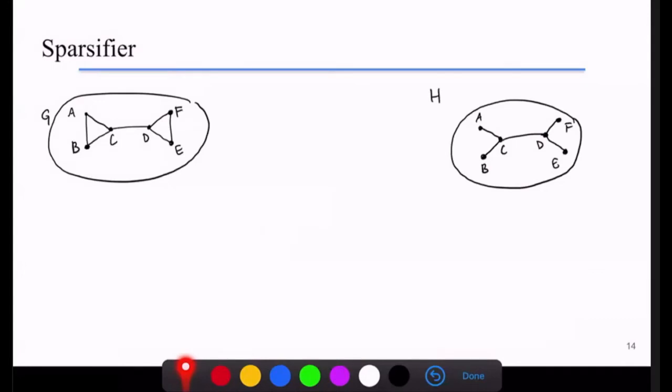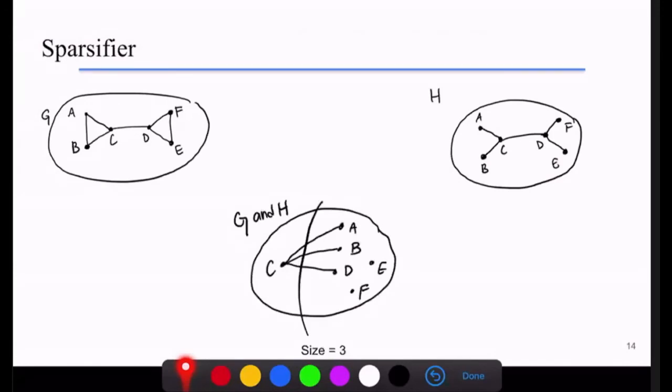So let's look at a couple of cut sizes and see how they change from G to H. For example, let's take C on one side and everything else on the other side. In our example, we see that the cut size hasn't changed because the degree of C in G is 3 and the degree of C in H is also 3. So this is good for us because it means that the cut size hasn't changed at all between G and H. But since we have removed some edges, some cut sizes aren't going to be exactly preserved, right?